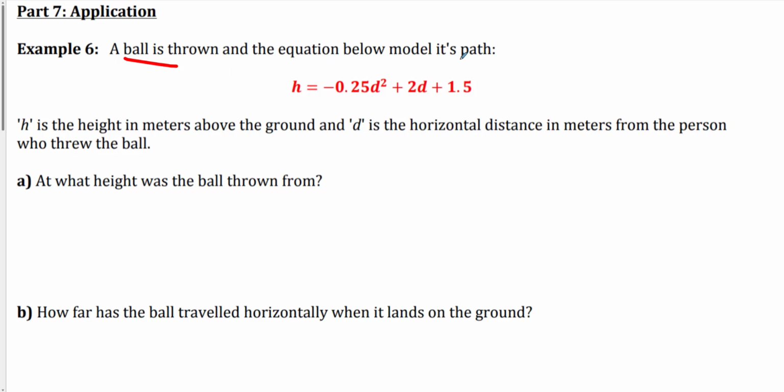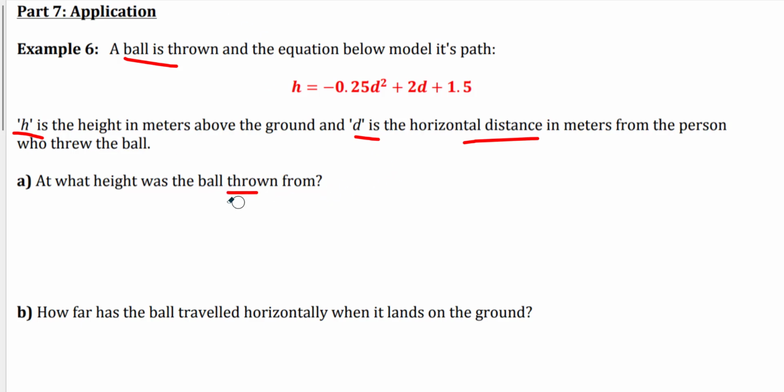A ball is thrown. The equation is given below. If h is the height, so your y value is the height, usually that's the case, and d, or your quote-unquote x value, is the horizontal distance. I mean y and x, typically your independent variable. So d is the horizontal distance. At what height was the ball thrown?